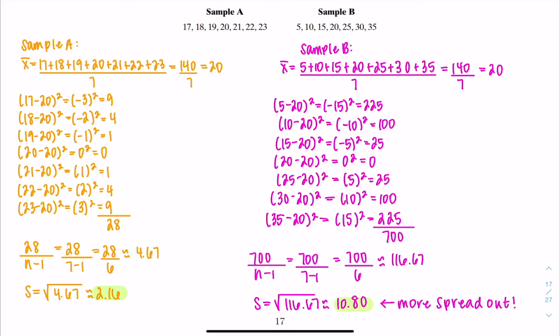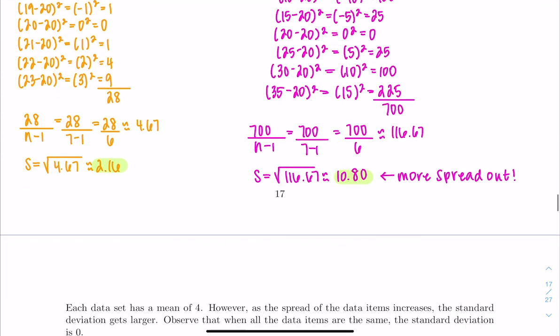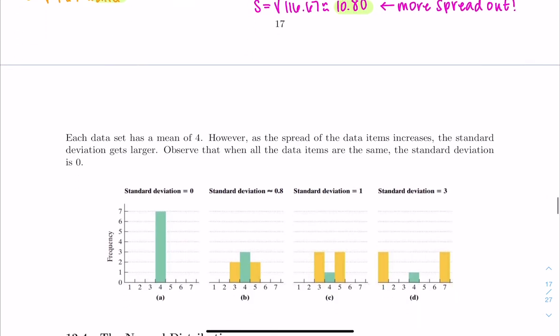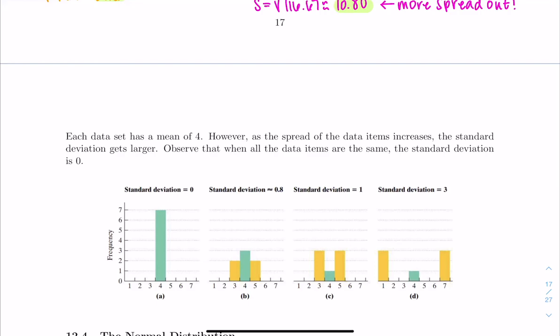And so each data set has a mean of 4 that you'll see below. However, as the spread of the data items increases, the standard deviation gets larger. So observe that when all the data items are the same, the standard deviation is 0. And so you can see below, in A, all of the data items were 4, and so they don't deviate from the middle or the mean at all. In the second one, it had a standard deviation of about 0.8, and so you're starting to see that the data values are spreading from the mean.